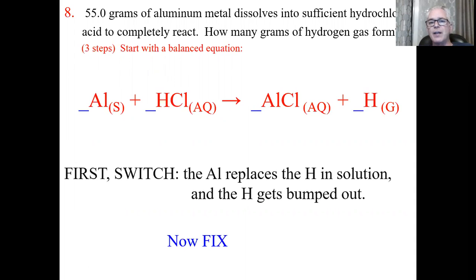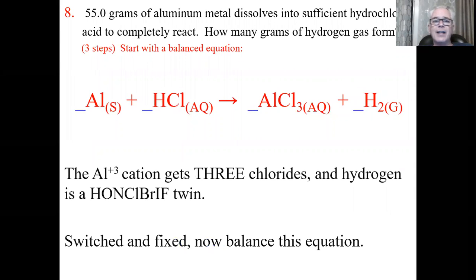We switched it. Now we got to fix it. Things to think about. First of all, hydrogen's a Hunkelbrief twin. It's got to be H2. Aluminum cations are +3, and chlorides are -1. So it's going to be AlCl3 in a 1:3 ratio and H2 gas. So aluminum chloride's aqueous solution. We can check table F. This is our skeleton. Now we're going to balance it.